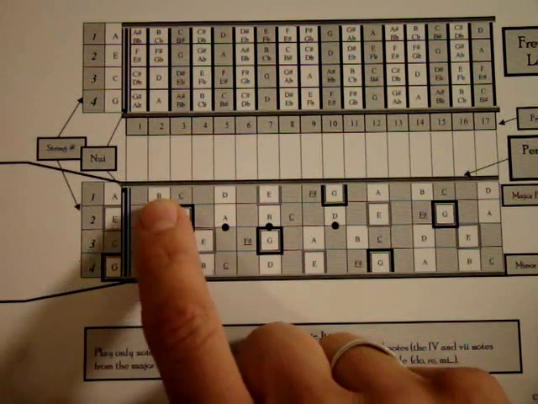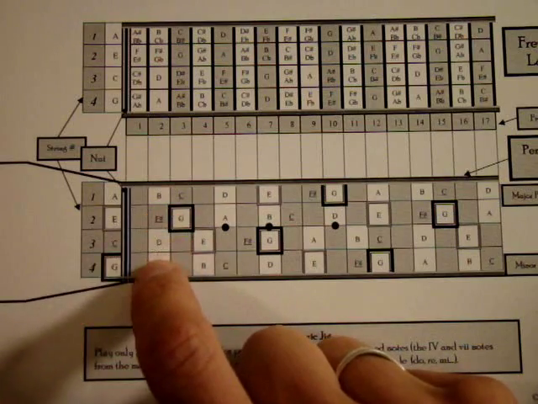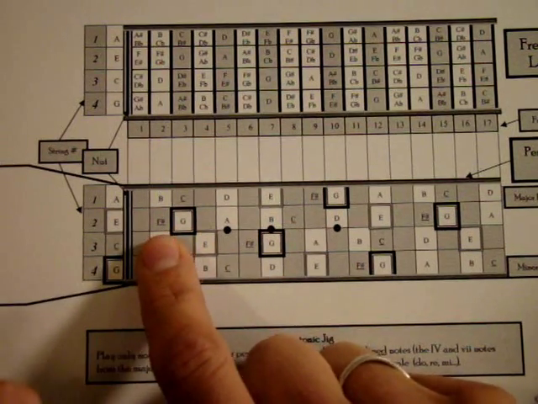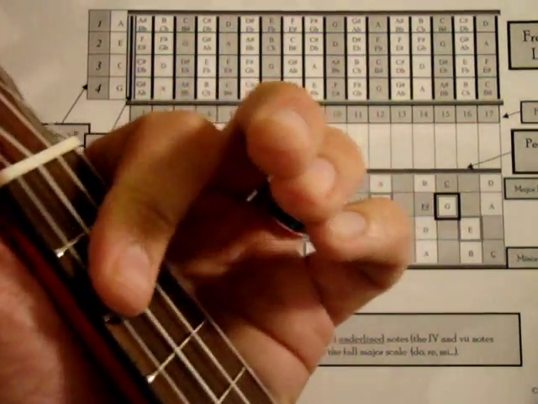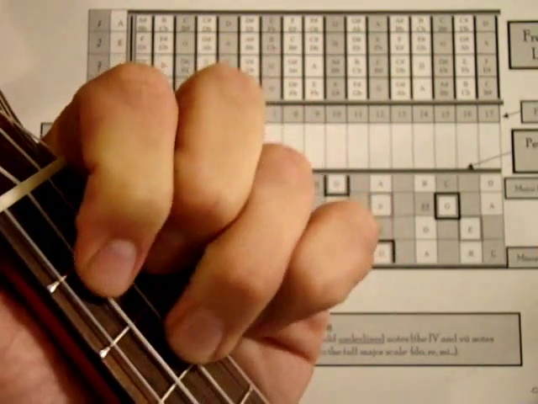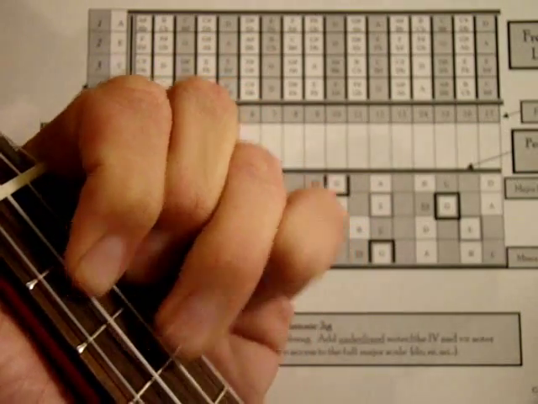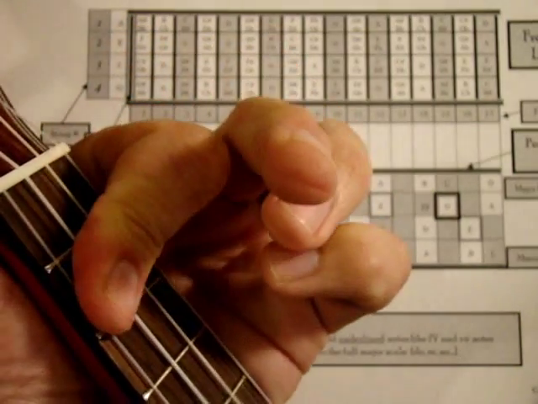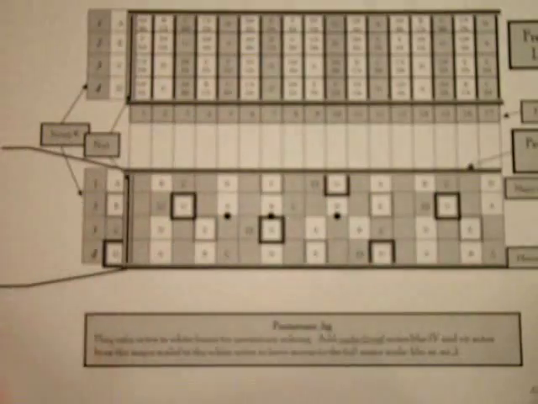So if I can just cover these 3 notes on the 2nd fret, then I can play a D major, and that can look like this. So here's G, C, D, G.